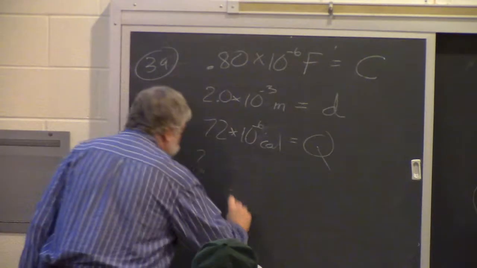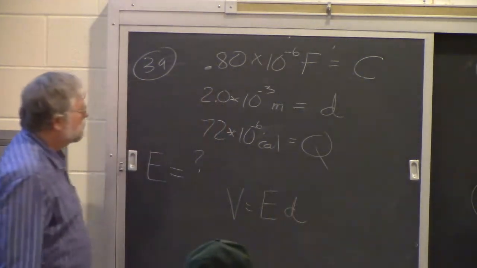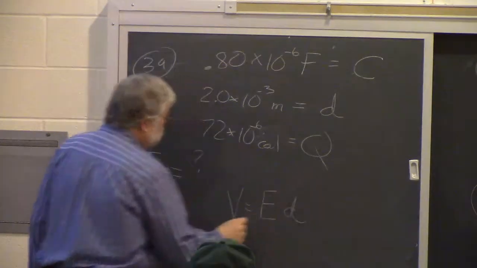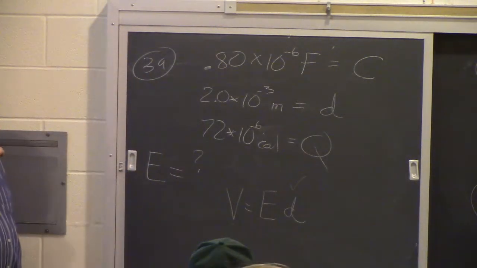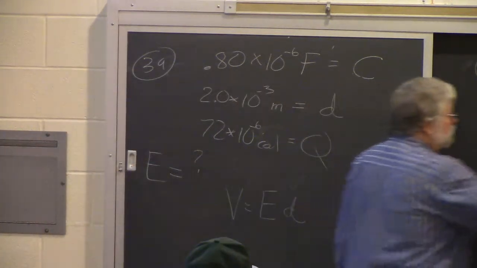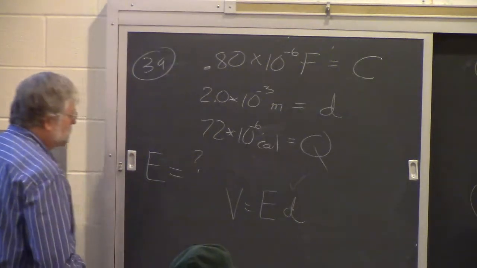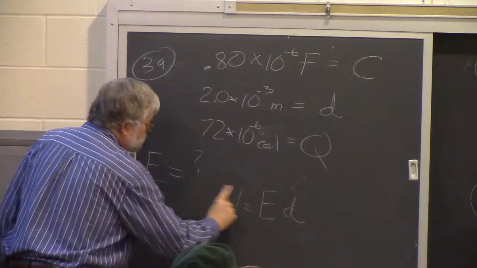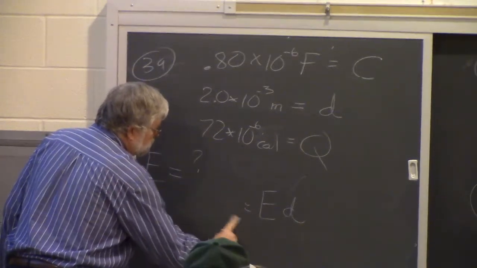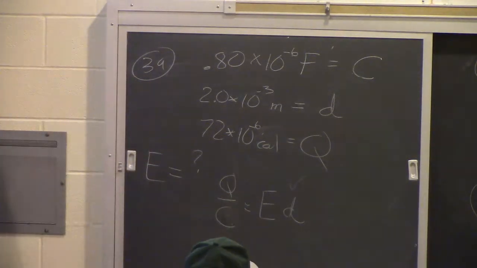The potential difference is the E field times the gap. Well, I know that one, that's good. How am I going to get the voltage? Q equals CV, what's V? V is Q over C. And so now I know everything except the electric field.